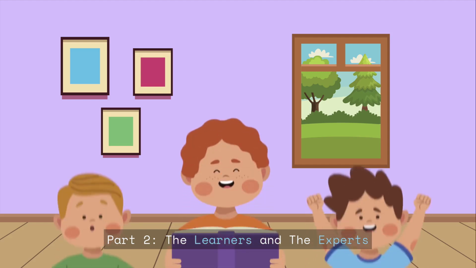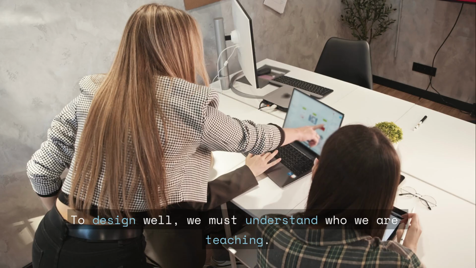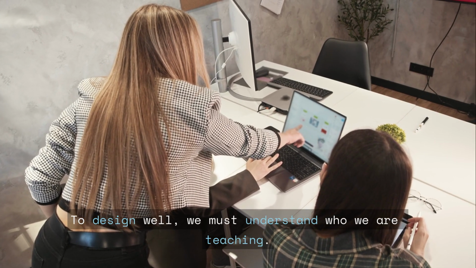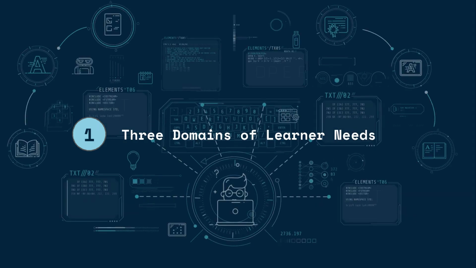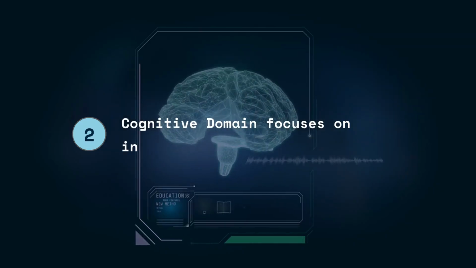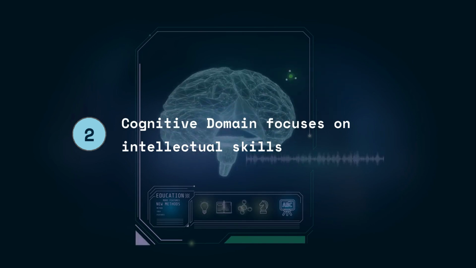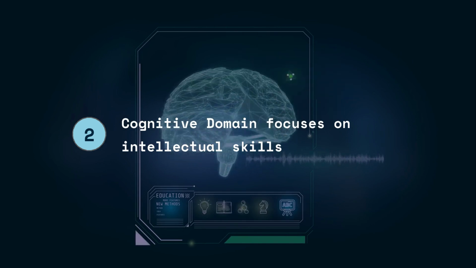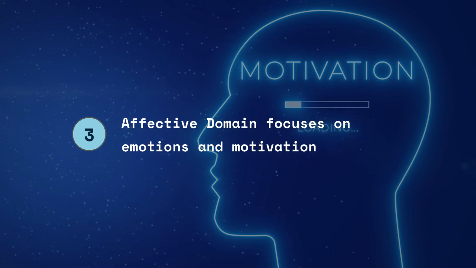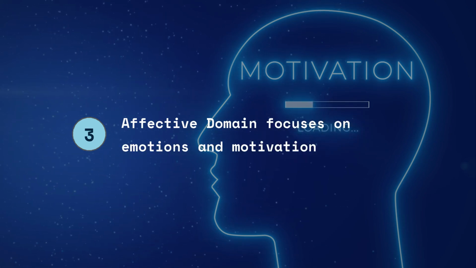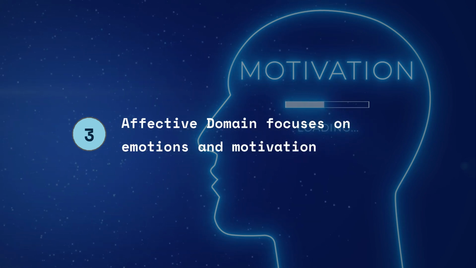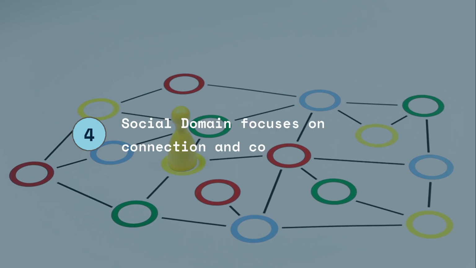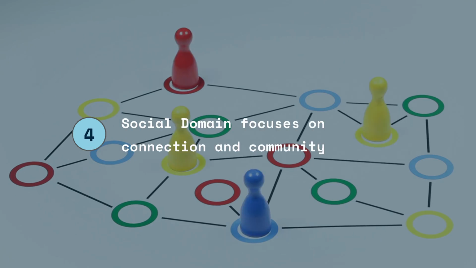Part 2. The learners and the experts. To design well, we must understand who we are teaching. We look at the 3 domains of learner needs. First is the cognitive domain, focusing on intellectual skills and critical thinking. Second is the affective domain, focusing on emotions, motivation, and attitude. Third is the social domain, focusing on connection and community.